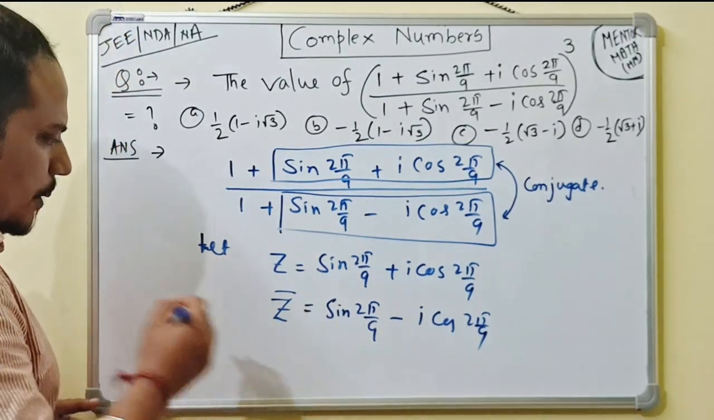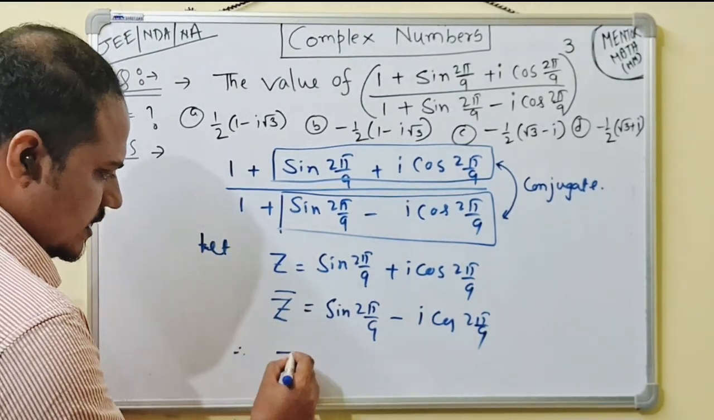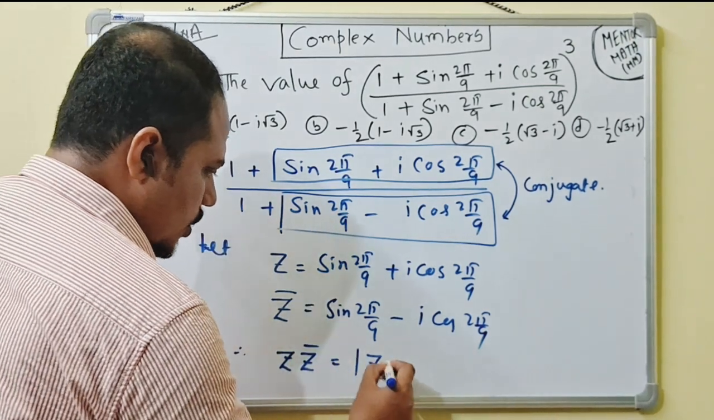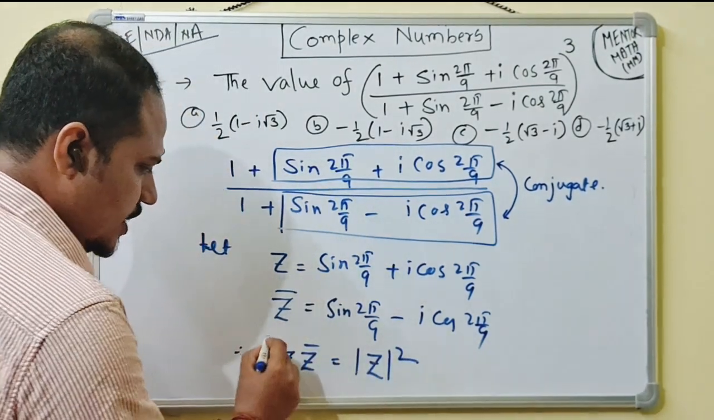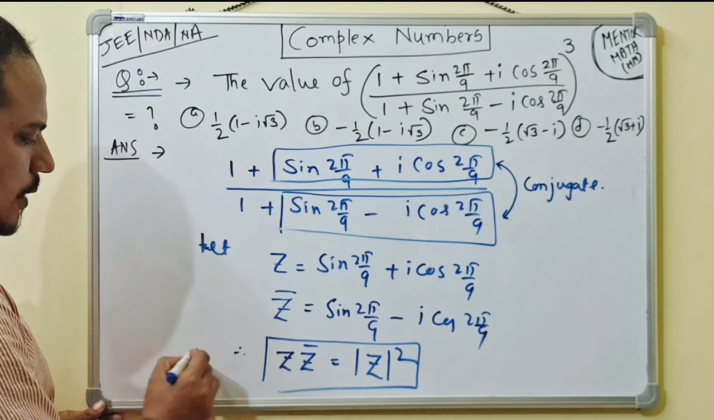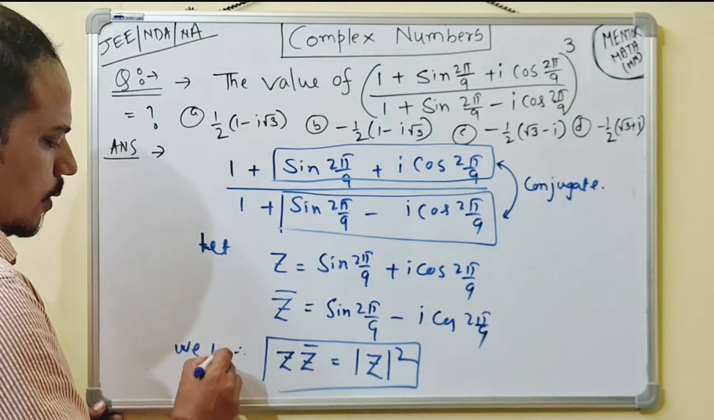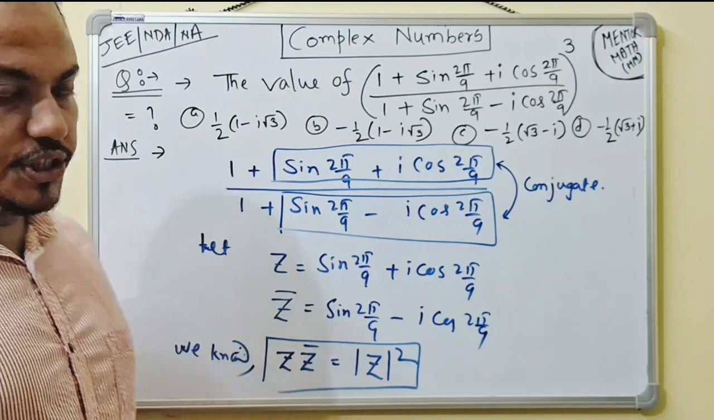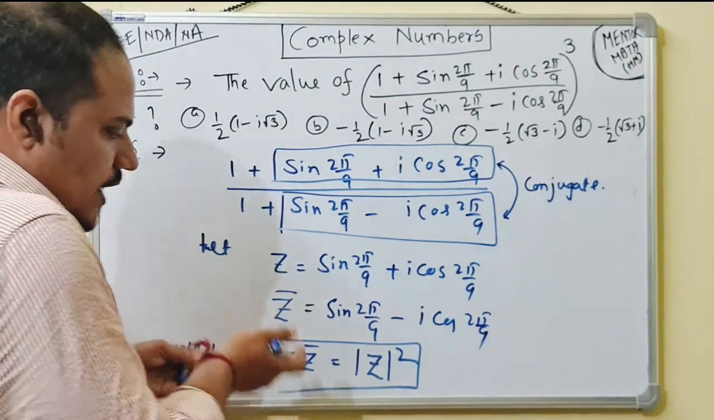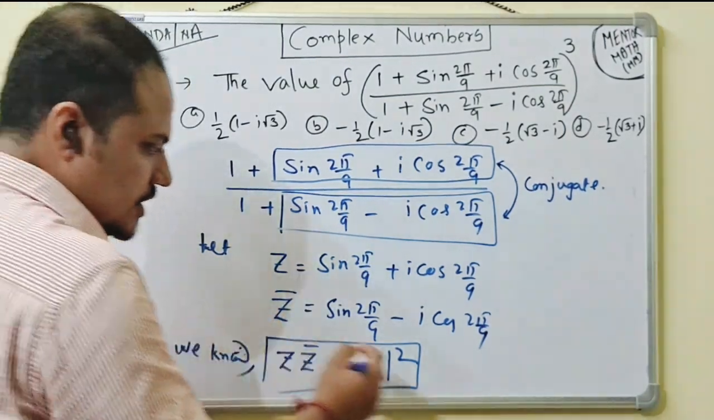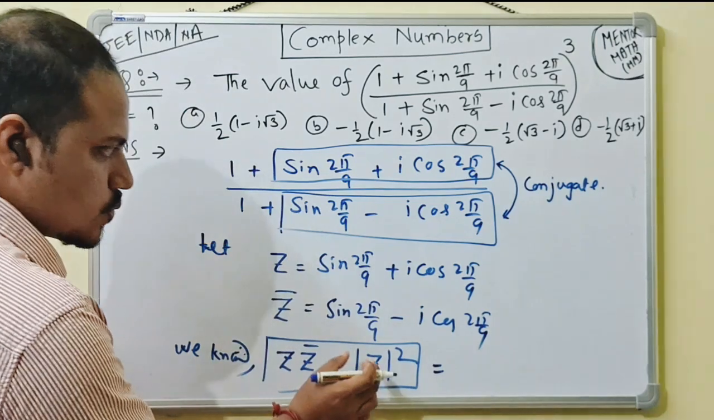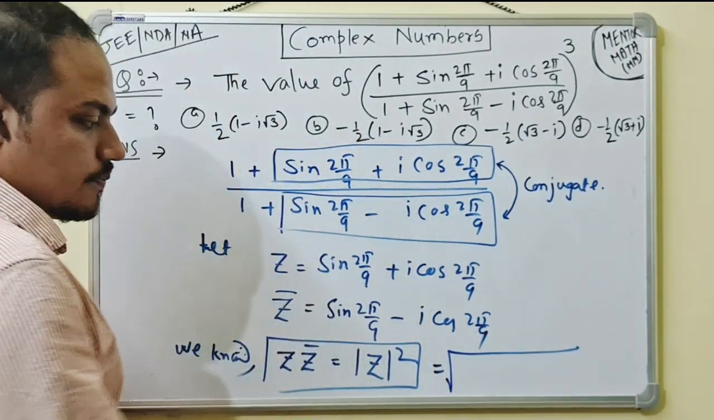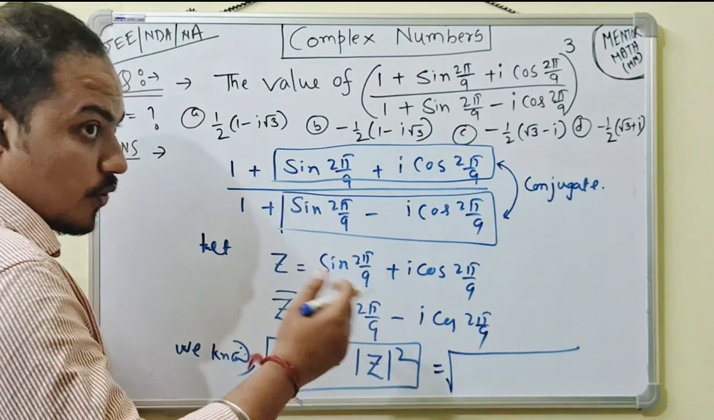Also you know the property of conjugates, that z into z bar is equal to mod z whole square, the modulus of z whole square. You already know that property. So we know that z into z bar is equal to mod z square. Now you can also find z bar. So mod z means root under, that is your mod z. How do we have to find mod z?